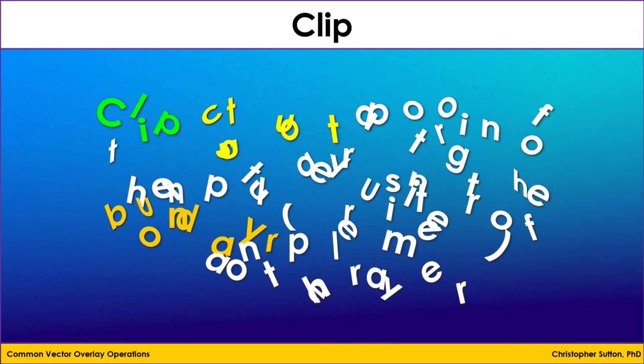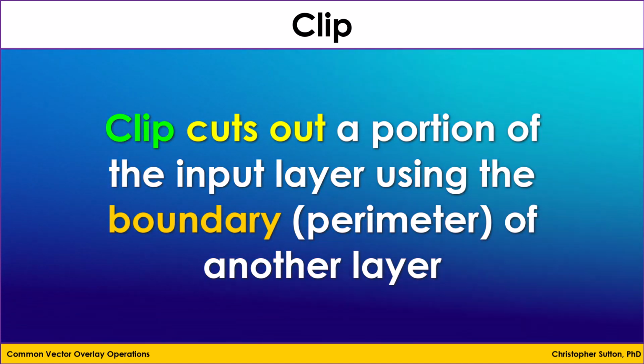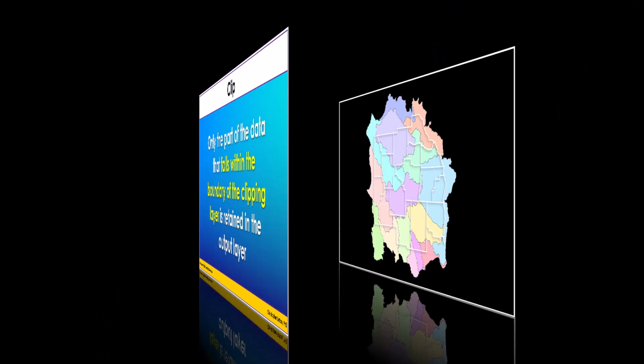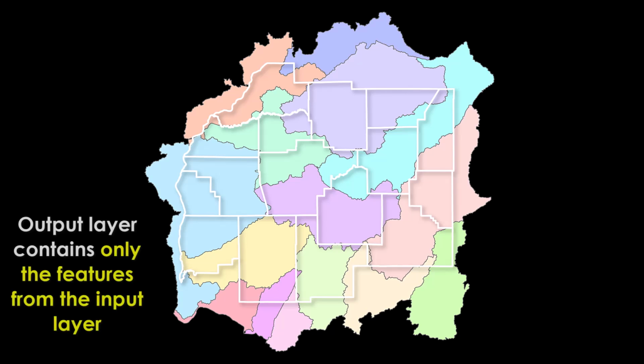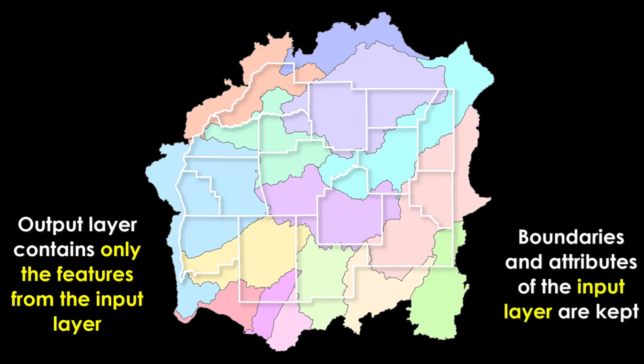The clip overlay operation cuts out a portion of the input layer using the boundary or perimeter of another layer. Only the part of the data that falls within the boundary of the clipping layer is retained in the output layer. We will use the county layer as the clipping layer. We will end up with a layer that shows only the watersheds that fall within the area occupied by the counties. So the output will contain only the boundaries of the watershed layer and the attributes of the watershed layer.